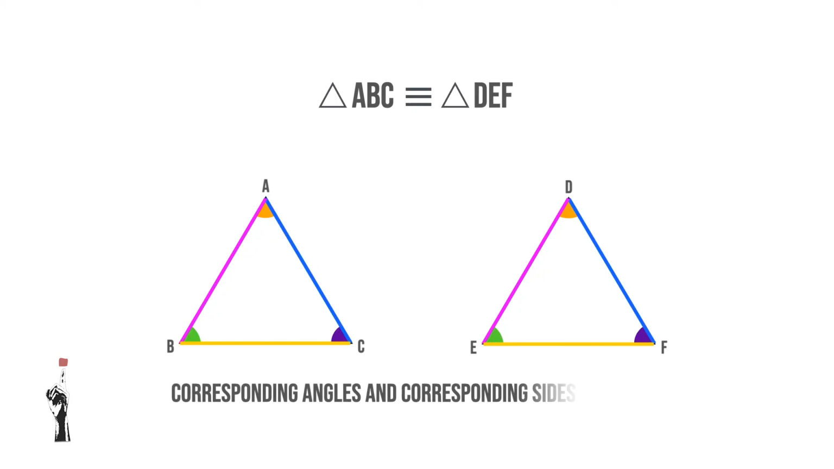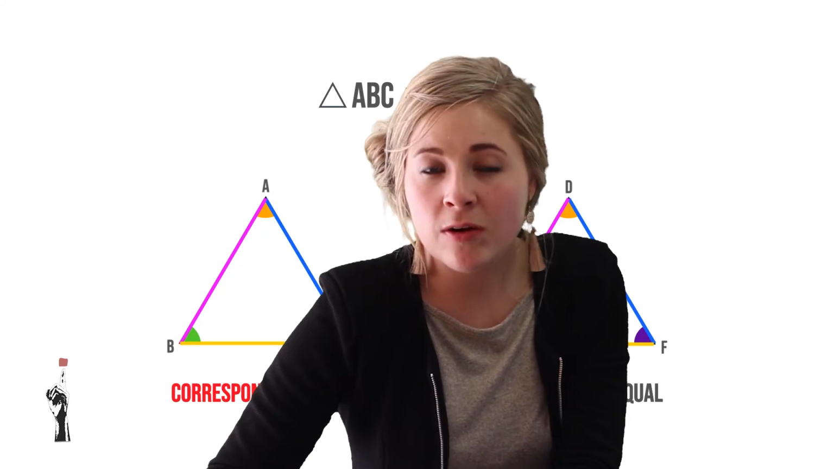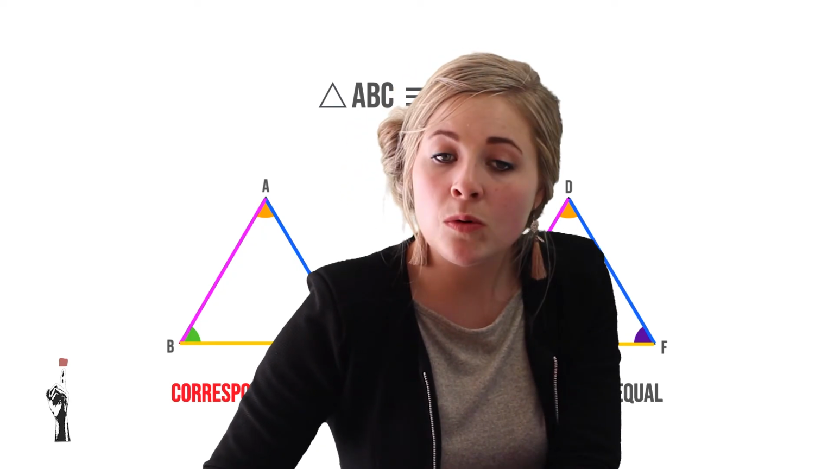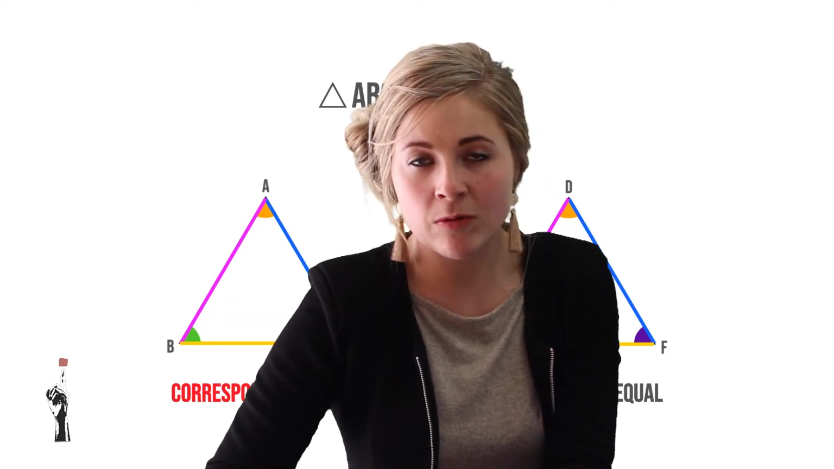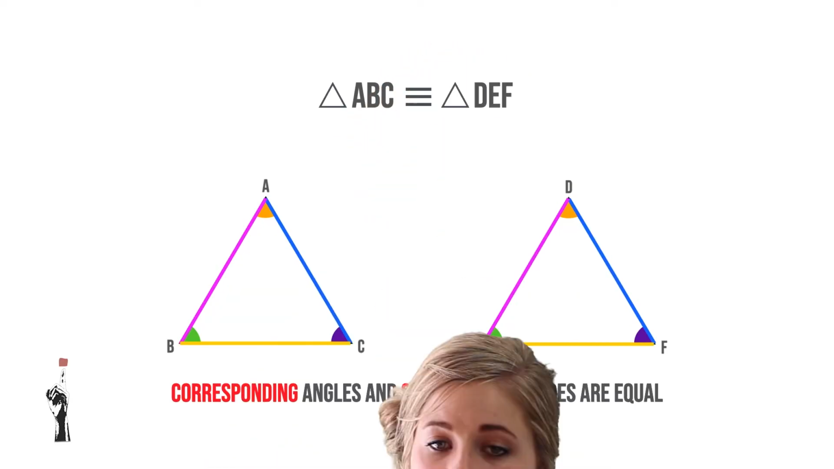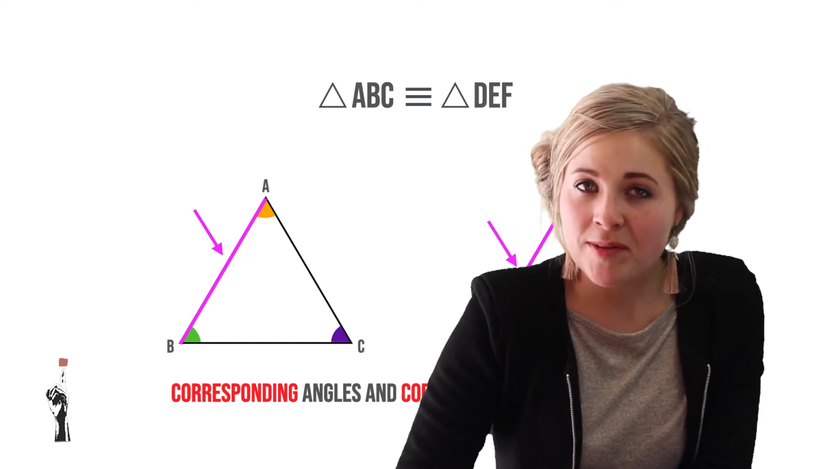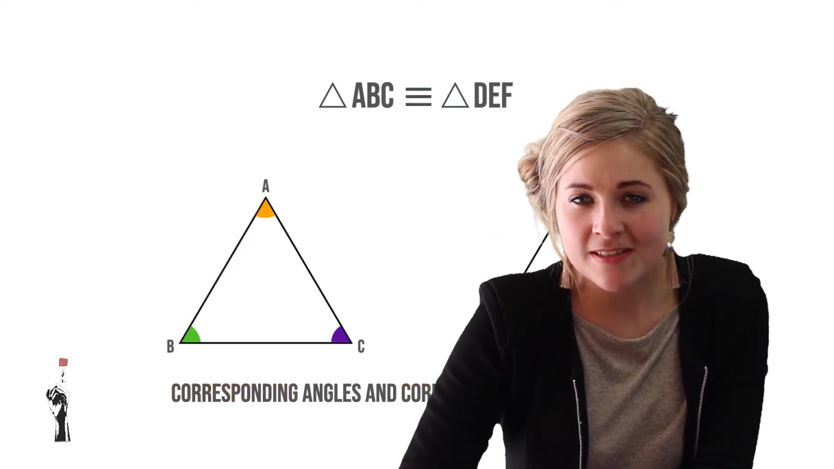It is very important for you to say the word corresponding angles or corresponding sides. If we say that the angles are equal and the sides are equal, that is not true, as not all of the angles and the sides are equal. Corresponding means that this angle is as large as this angle, and that this side is equal to its corresponding side, that side. The order in which we name the triangles is very important.